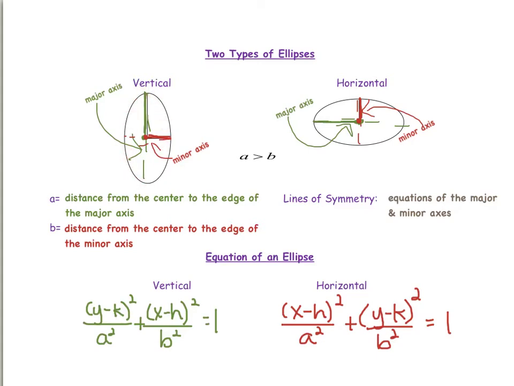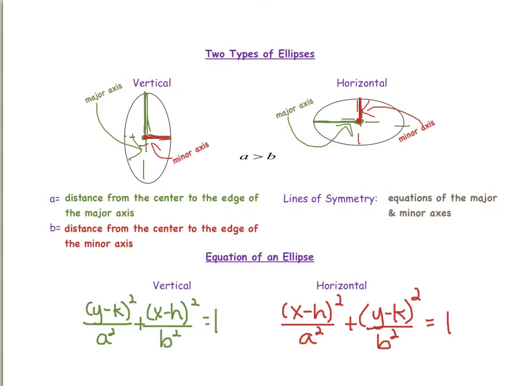Now likewise, when I see that the major axis, which is represented by A, is paired with the x and the h, which represents domain, that's horizontal. So that's how I tell which equation goes with which ellipse.